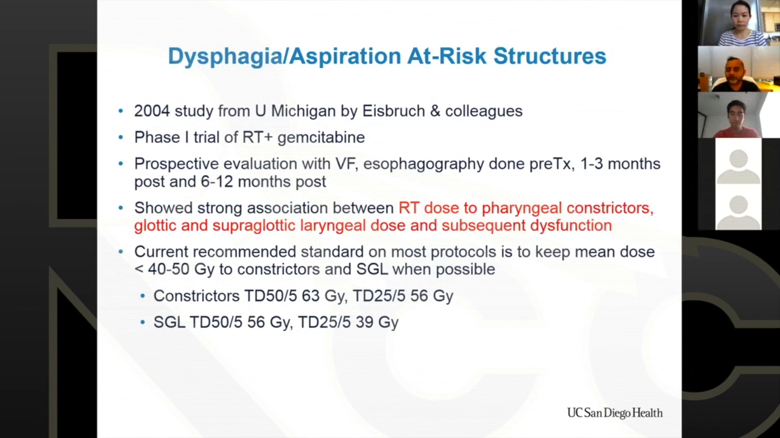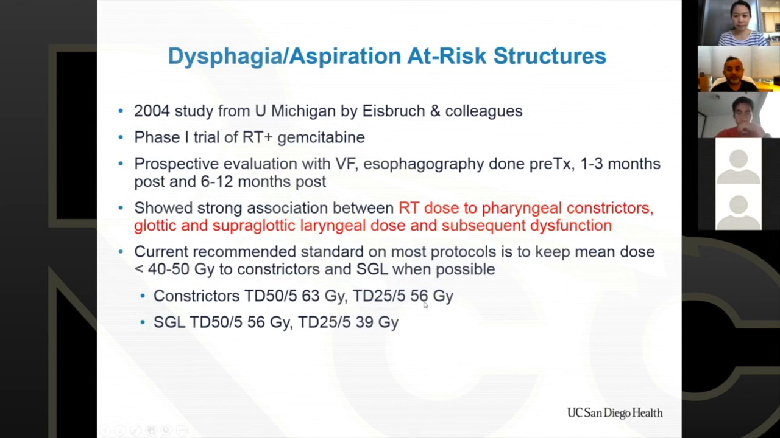And what they showed, this is the first study of its kind to really show that there was a strong correlation between swallowing dysfunction, which was objectively measured by fluoroscopy, and the dose to both the pharyngeal constrictors and the glottic and supraglottic larynx. Out of this initial trial came these recommendations to try to keep the mean dose of our constrictor muscles and the supraglottic larynx to about 40 to 50 gray. This is, if you remember, the TD tables: a 5% chance of getting toxicity, a 50% chance of getting toxicity at 5 years, and this is a 25% chance of getting toxicity at 5 years. So you can see that the delta is not very big.